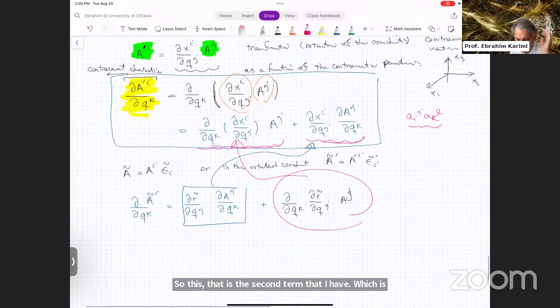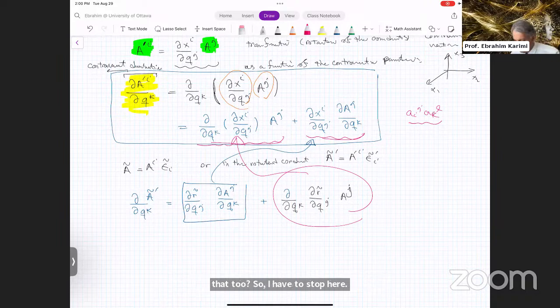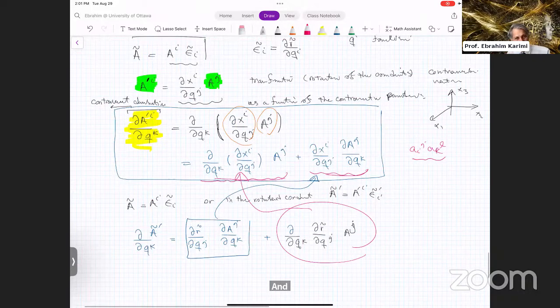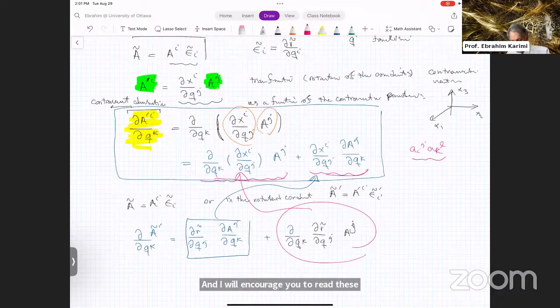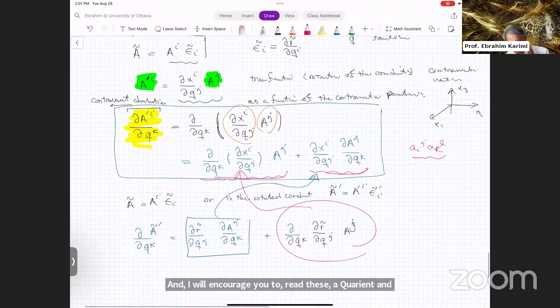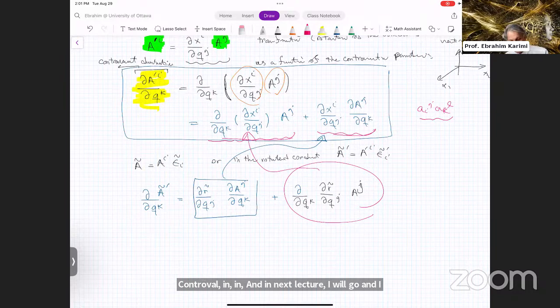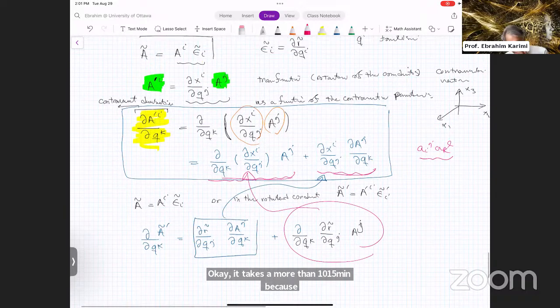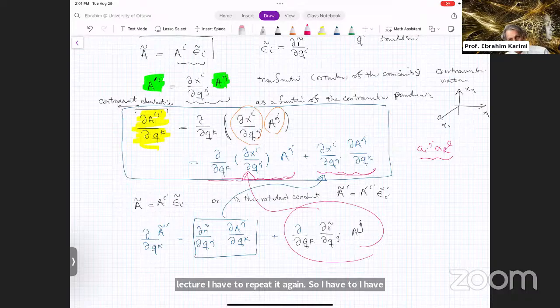So I have to stop here because we are passing the time. And I will encourage you to read this covariant and contravariant formalism again. In the next lecture, I will derive for you the covariant derivative. It takes more than 10, 15 minutes because in the next lecture I have to repeat it again. So I have to start from this point and I will derive for you the Christoffel notation. So I will stop here.